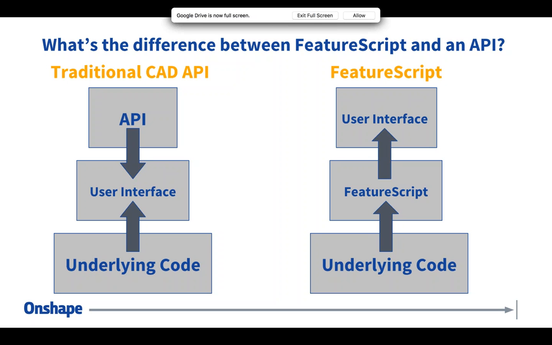The idea behind FeatureScript, and the reason that the architecture is just a bit different, is the underlying code is still being generated, but on top of that is FeatureScript. And so FeatureScript is our application. When you're running the extrude command, for instance, you're running FeatureScript. So you can think of the user interface as a layer on top of FeatureScript.